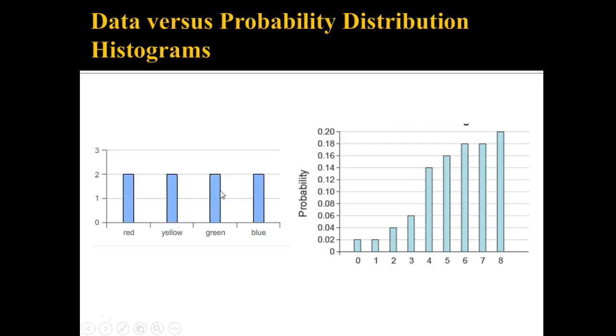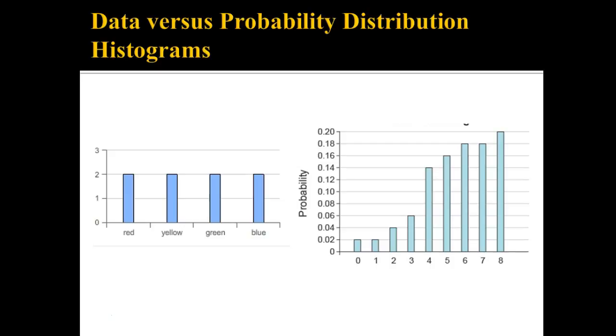Data versus probability distribution histograms. Okay, a lot of vocabulary here. I want you to be aware of the vocabulary that you're going to run into, and this tool. This is a particular type of tool called the histogram. A histogram is just a bar graph, and it's a way to display data, but I want to show you here just this compare and contrast.